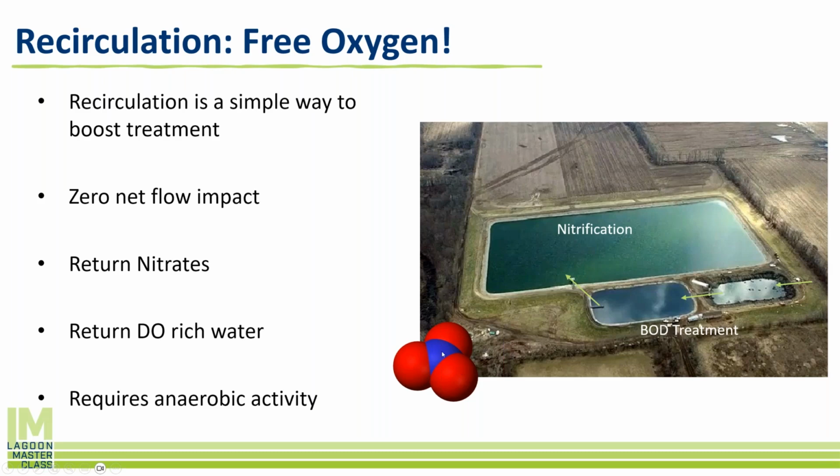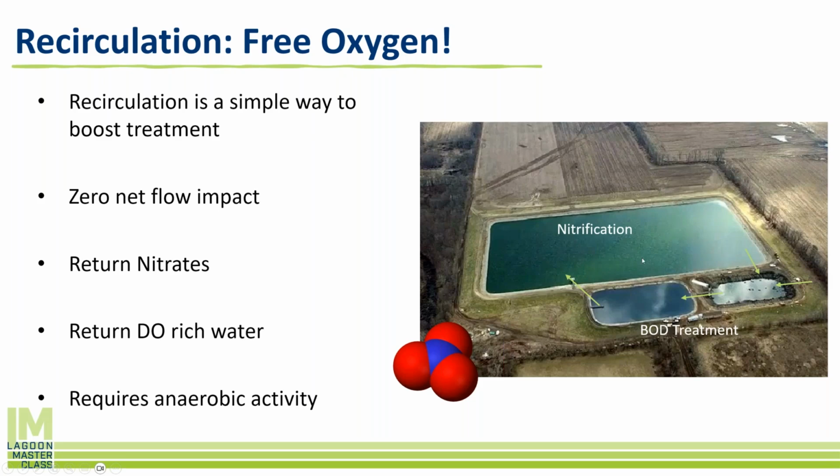Right here, you can see it. Nitrate is 1 molecule of nitrogen, 3 molecules of oxygen. That means there's oxygen being produced in this nitrification cell as the ammonia breaks down. So if we recirculate that water back to the front end of the plant, we're bringing all this oxygen back to the front end of the plant where these heterotrophs can strip off this oxygen. And you're actually essentially bringing free DO to the front end of the plant.